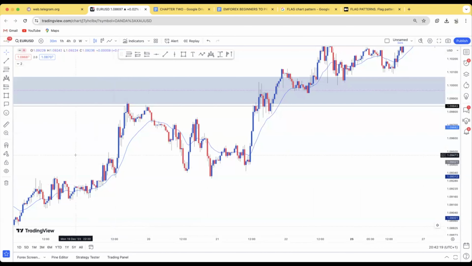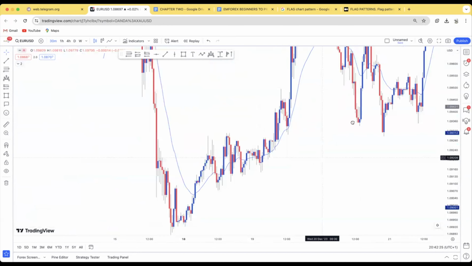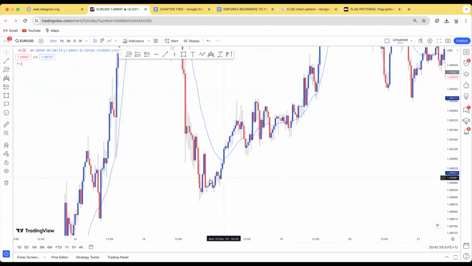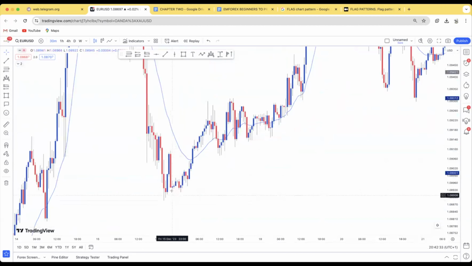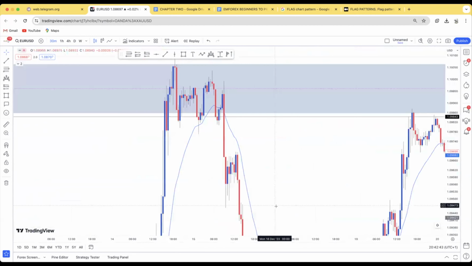I'll send you this manual so you can go through them, and once you read them, you go to the chart and then you identify them easily. All right, so this is a strong bearish candle, and then we have this bullish candle nested inside the bearish candle, and then from there we have this upward move.